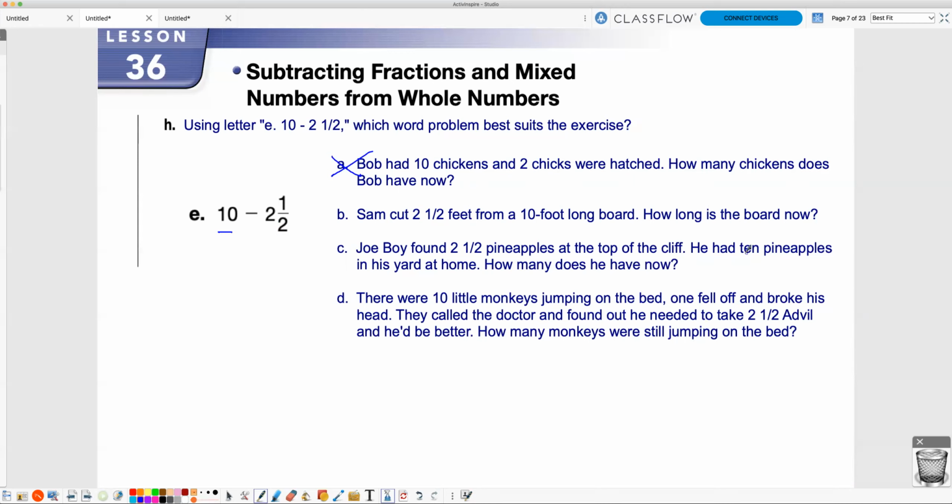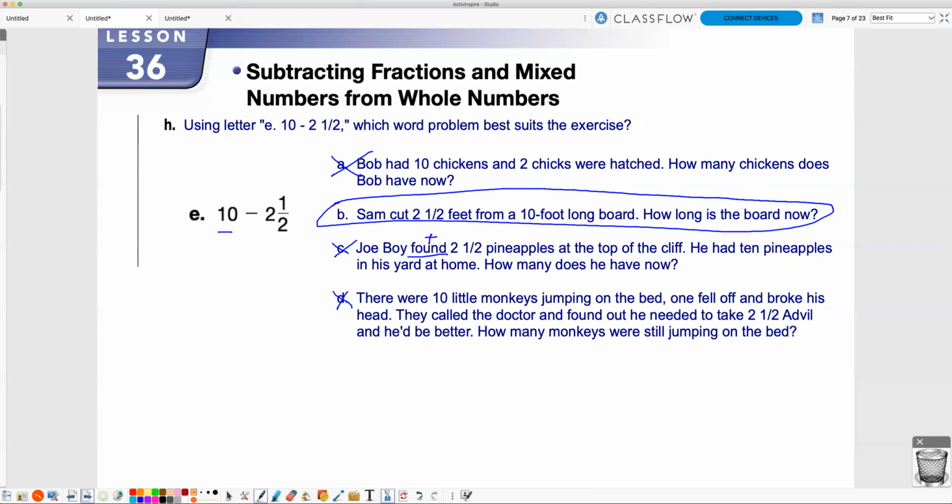Found, he had 10 and he found some, so if he found some, he's actually adding to his pile, so it can't be that. This is a subtraction problem. 10 little monkeys jumping on the bed, he needed to take 2.5 Advil, so that taking Advil and jumping 10 of them jumping on the bed doesn't have anything really related to each other. And you know, if we're talking about one monkey no longer jumping on the bed, that's not 2.5 monkeys, so it's definitely not going to be this one. If you chose letter B, you chose wisely.